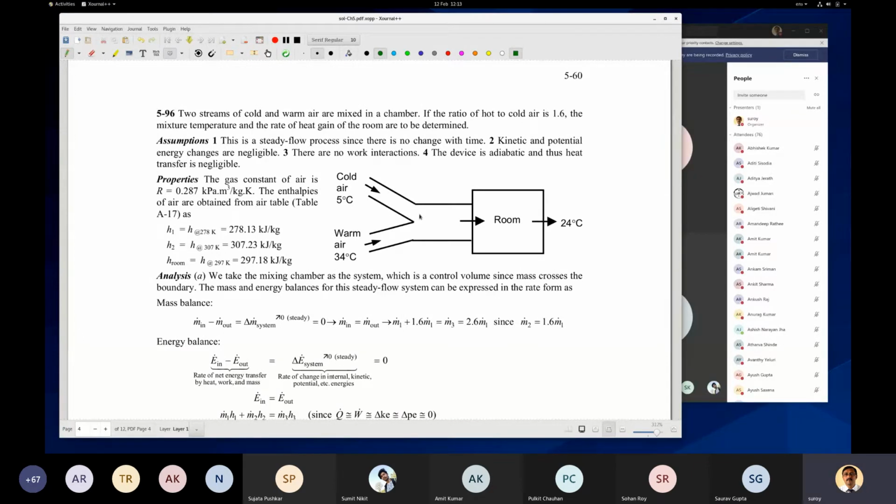So here, this is also an energy balance. I will go through it very quickly. Here also it is the same two streams meeting, and then together mixing, and then going through the room. The temperatures here are for air, which is an ideal gas. So here ideal gas means air.